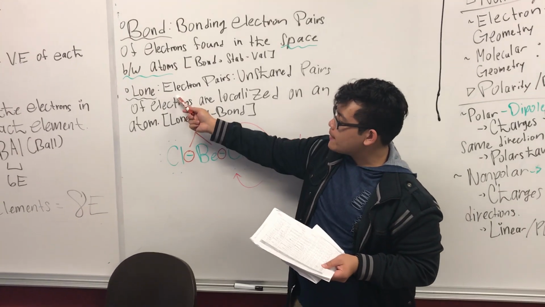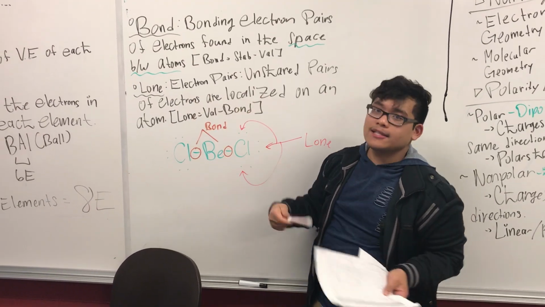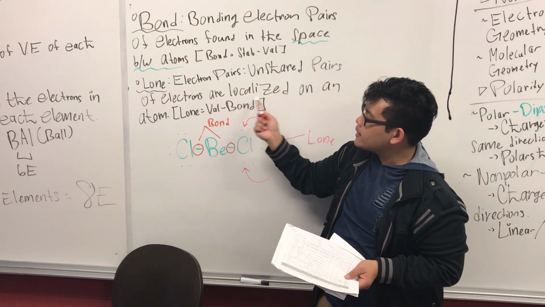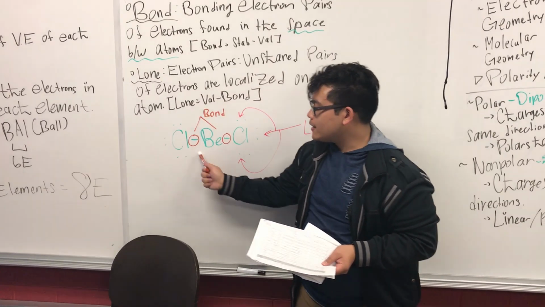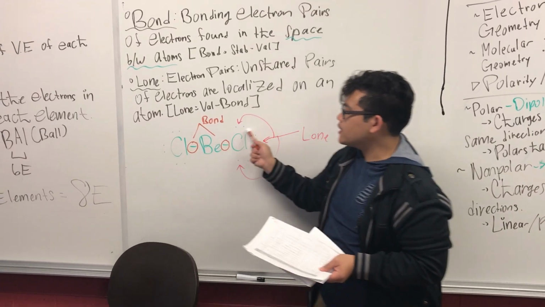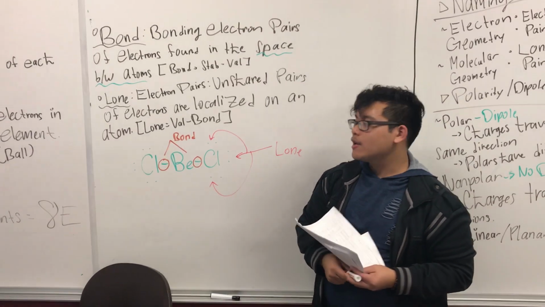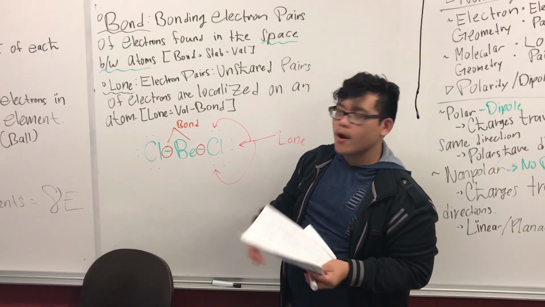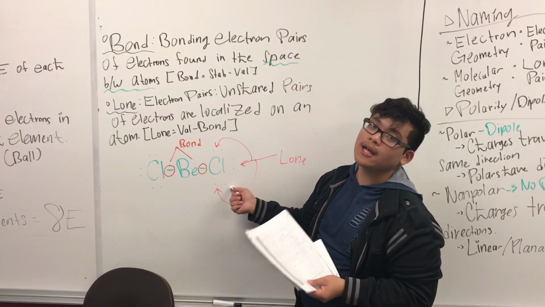And lone pair is gonna be electron pairs. It's the unshared electron pairs localized on an atom. So basically, this is a bonding electron pair. This is a lone pair. This is a lone pair. This is a lone pair. You get the gist. Mostly bond pairs are going to be a straight line. That's how you should draw it. And lone pairs should stay as dots.